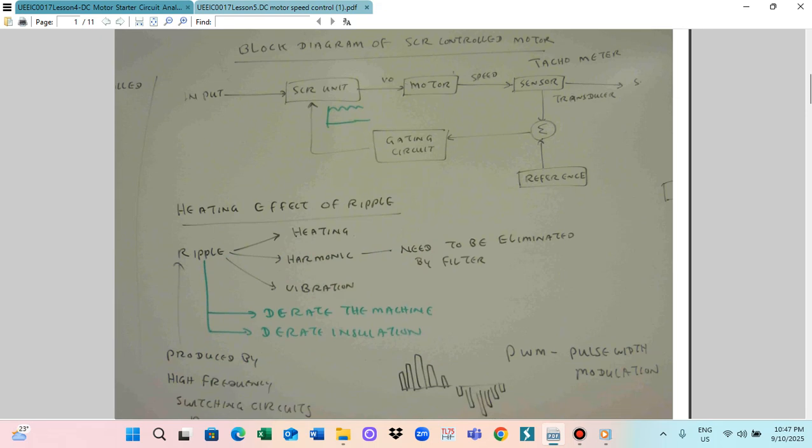This is the input, and this is the SCR unit. This SCR unit is connected to the output, and the output is connected to the motor. So the output supplies the motor, and the motor rotates and produces the speed. When the speed is produced, we use a sensor to sense the speed of the motor. This sensor will be a tachometer.